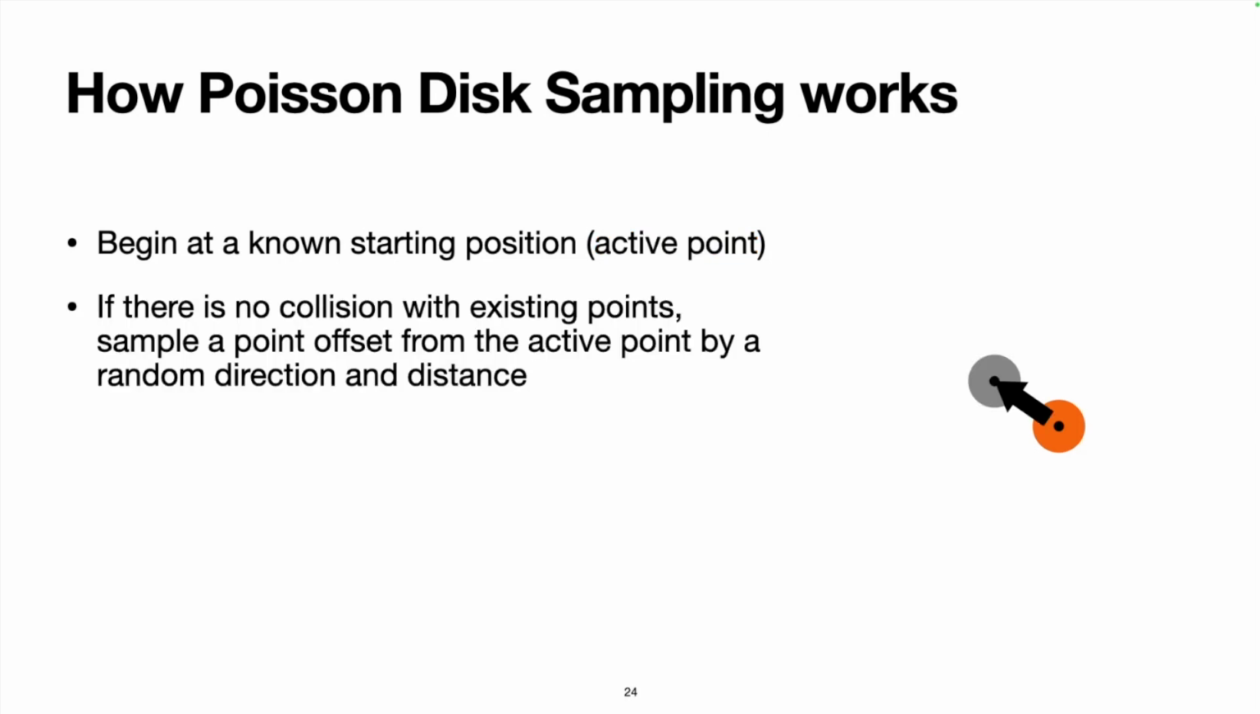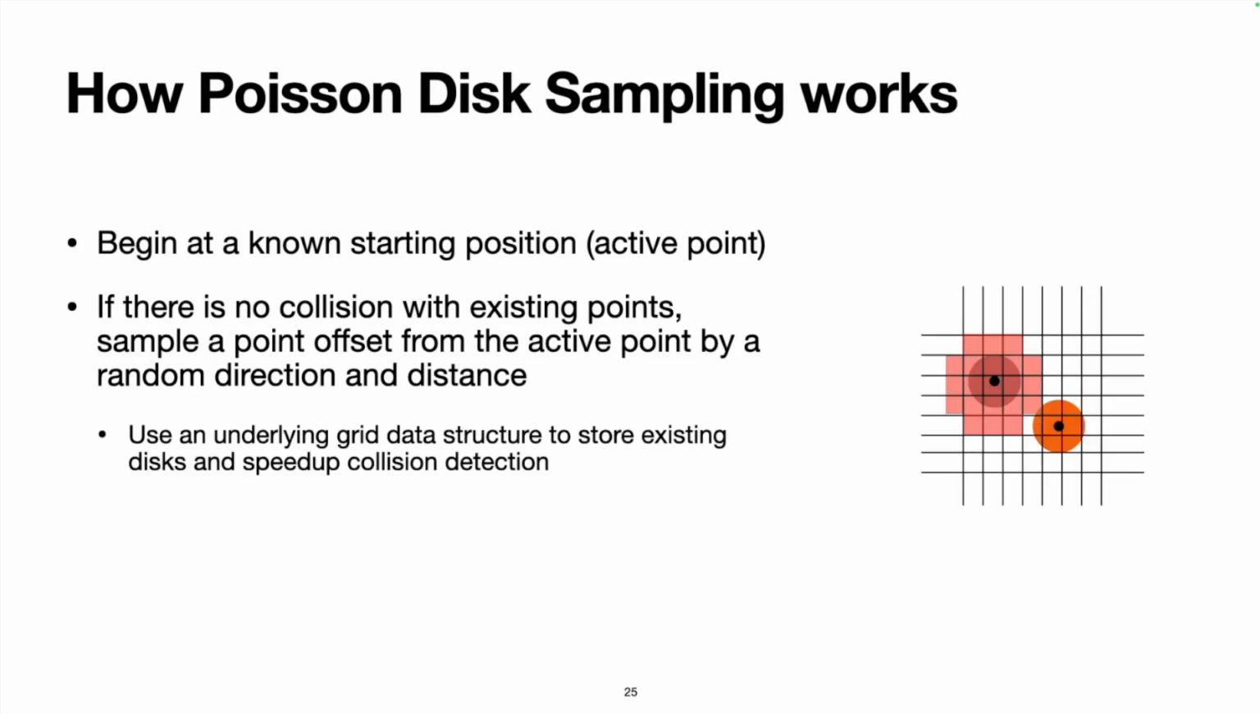We then get a random direction and then try to place a point there. Does it collide with any of our already placed points? If not, then we can place it there. We repeat that. Oh, yeah, and we use a grid in this case for collision detection.